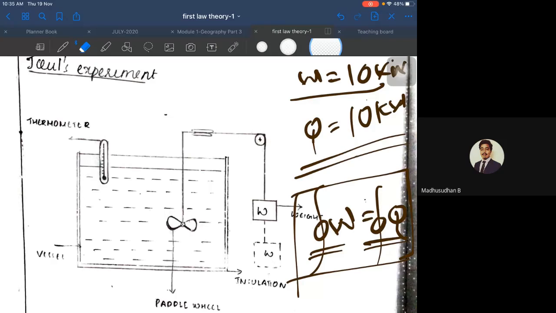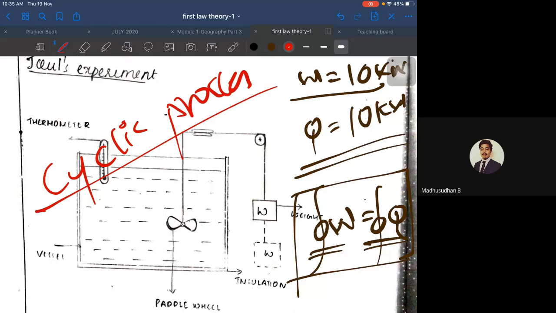First law, tell me. Cyclic integral of work done is equal to cyclic integral of heat. Very good. So this cyclic integral of work flows being equal to the cyclic integral of heat flows is the first law of thermodynamics when it is applied for a cyclic process. A cyclic process is that particular process where your initial and final states are the same.